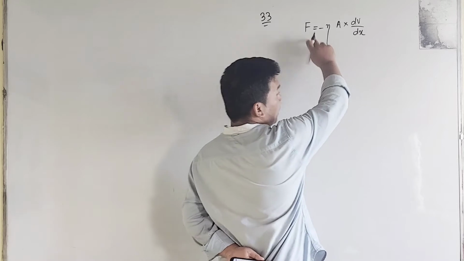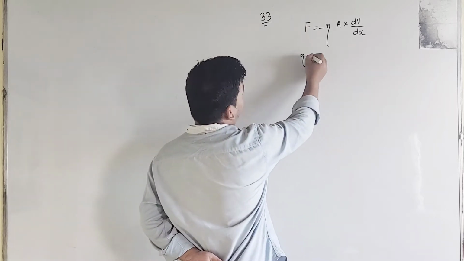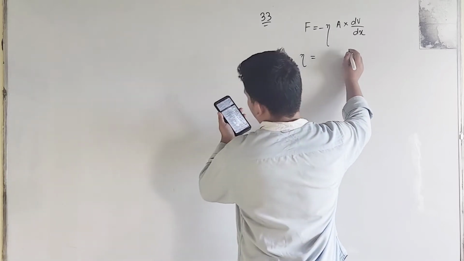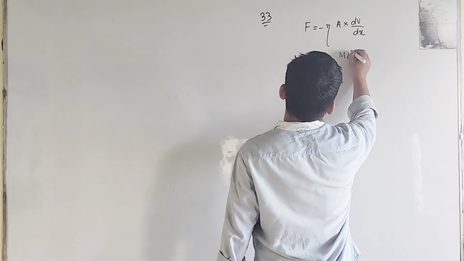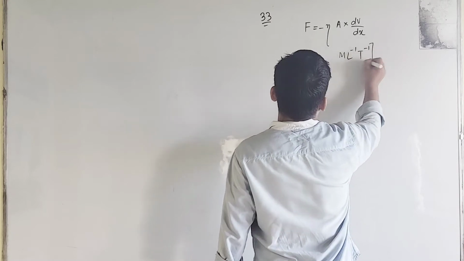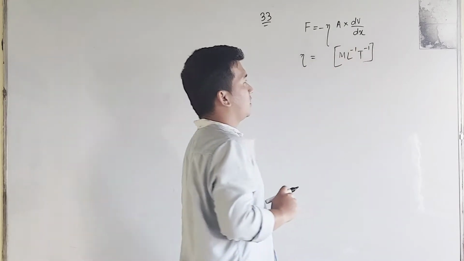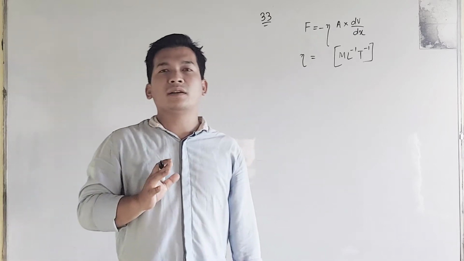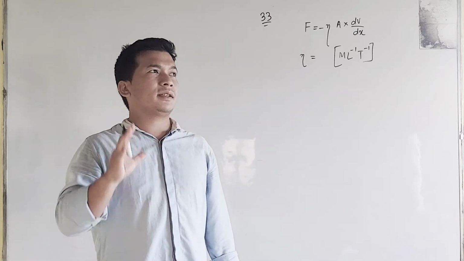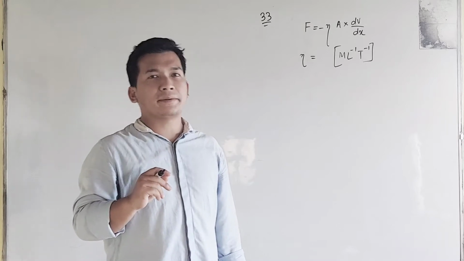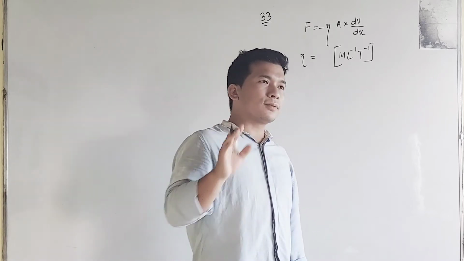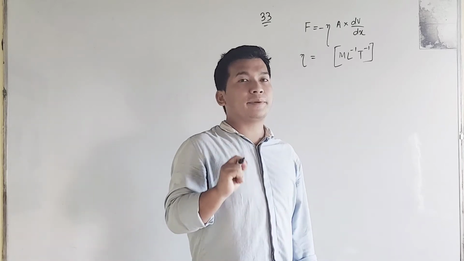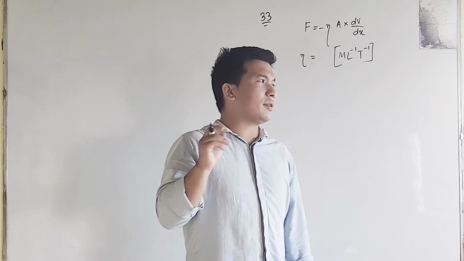The dimension of coefficient of viscosity will be equal to M L inverse 1 T inverse 1. And the coefficient of viscosity we can find out from two different formulas, three different formulas. We can find out from three different formulas for this coefficient of viscosity.